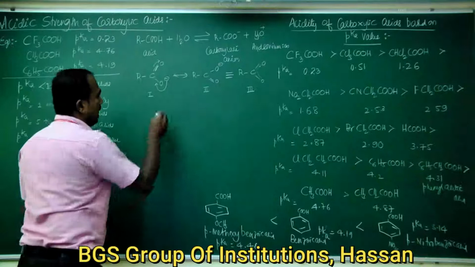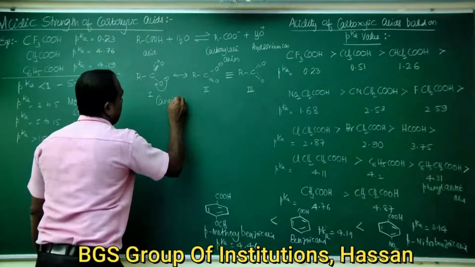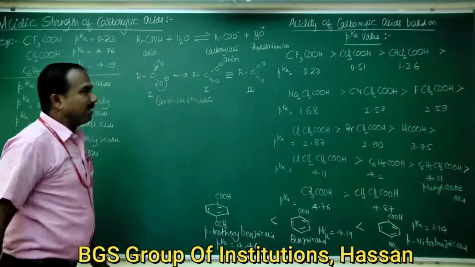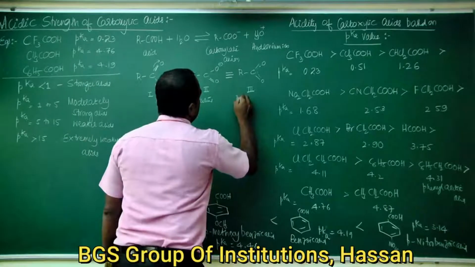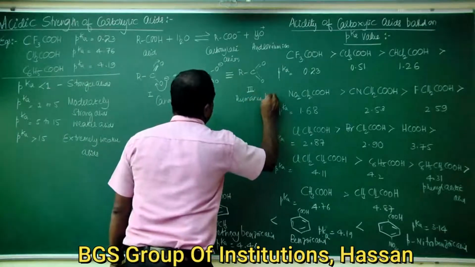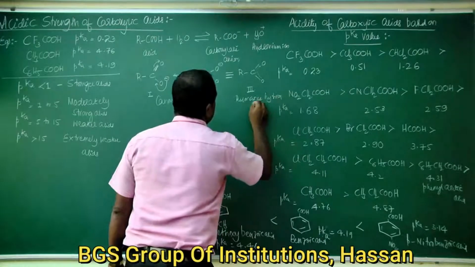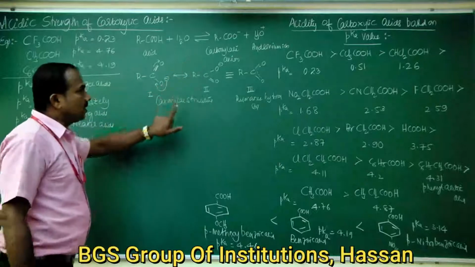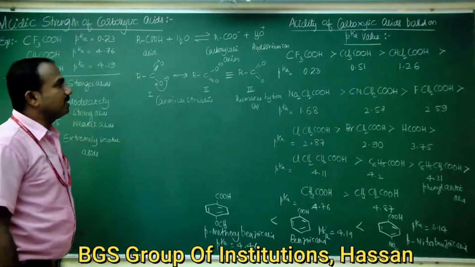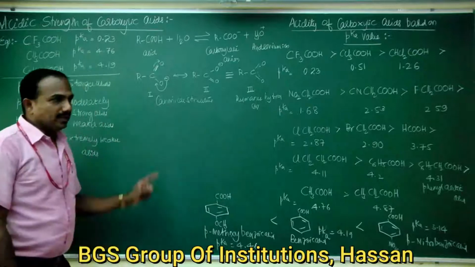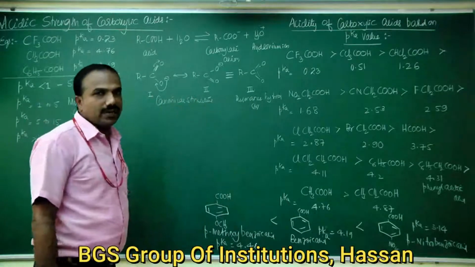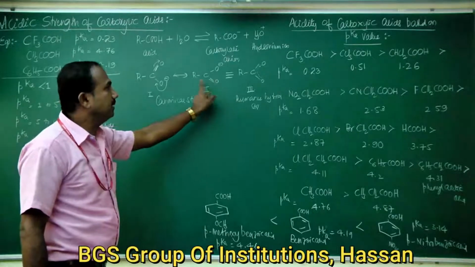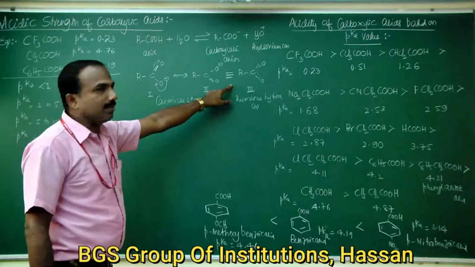These two structures are called canonical structures, or contributing structures, and the third structure is the resonance hybrid structure. Therefore, the carboxylate anion undergoes resonance, so it is stabilized by resonance. These are the three structures. These two are equivalent to the third one, that is the resonance hybrid structure.